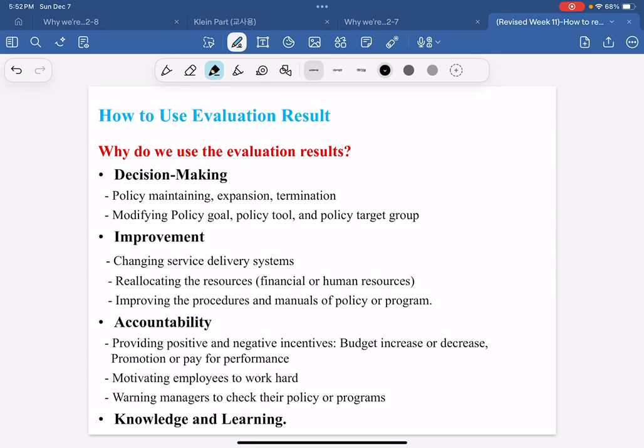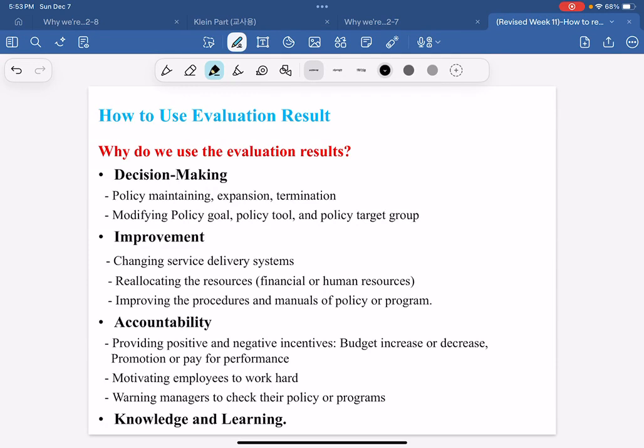Also, if evaluation results conclude that the policy is not effective, the public officials may make the decision to abolish the policy. Therefore, evaluation results can be used to decide the scope of policy.